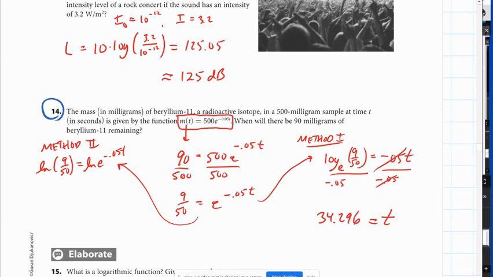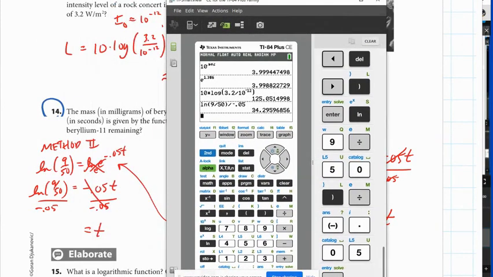Okay. I'm using the other method when I took the natural log of both sides. I get natural log of 9/50 equals, now in this case we're doing a log base e, which is a natural log, is log base e, so those cancel each other out. A log base e and an exponential with base e cancel each other out, so I just get negative 0.05 times t, that's the exponent. That's not a 4, that's a t, so that's 0.05 t. And then divide both sides by negative 0.05 to get t by itself. And we get t equals natural log of 9/50 divided by negative 0.05, which is actually that same expression that's right there on my calculator, 34.296.